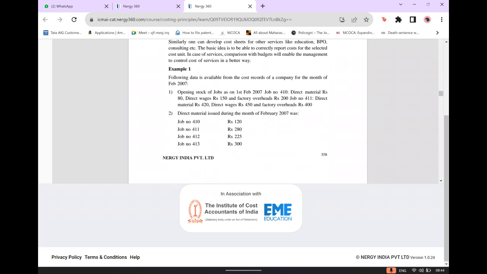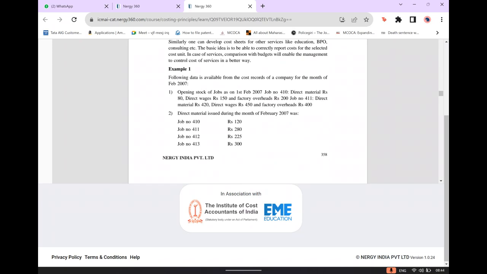Coming to the problems per se, I told you already, for understanding purposes we are working out the problems, and these problems will not appear for your testing purposes. So I will not solve the problems per se, but we will run through the solution. Okay. Following data is available from the cost records of the company for February 2007.